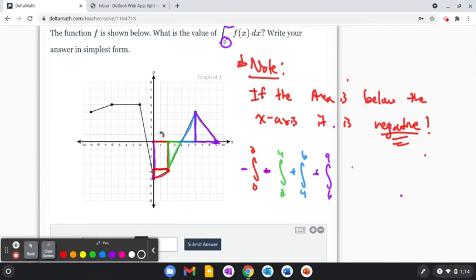The first one is a 2 by 1, 2, 3, 4. 2 by 4, so it's going to be 8. And this is a 1 by 2. So 1/2 of 2 is 1 times 1, so that's just an area of 1. So we got 8, and that's a -8 minus 1.